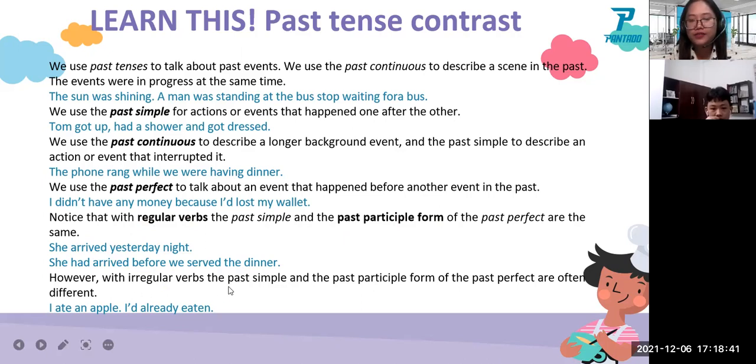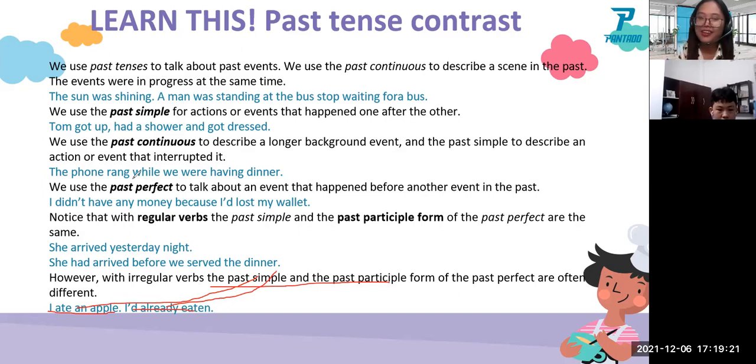However, irregular verbs, please read. The past simple and the past participle form of the past perfect are often different. Yes, they're different. For example, I ate an apple. I've already eaten. This is the past participle, right? And the past simple is I ate an apple. Okay? Look. Wait. Can you wait for me a moment, please?